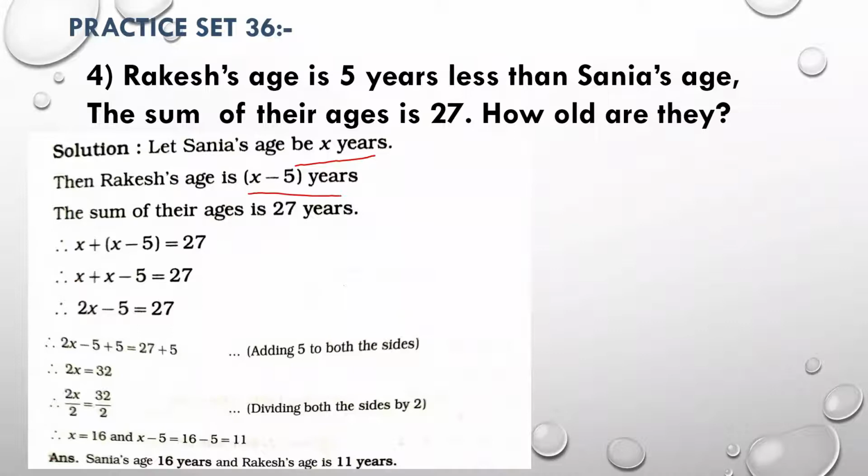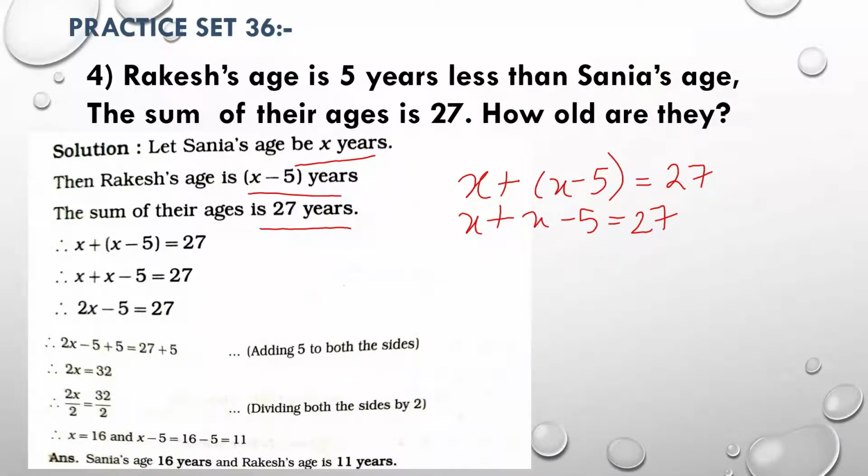Then the sum of their ages is 27 years. So now we have to form the equation. So here Sania's age we took x. Plus, sum we have to do. So plus Rakesh's age we took x minus 5. He's smaller than Sania, so x minus 5. And the sum of their ages is 27. So is equal to 27. Now we have to solve the equation. Now first open the bracket. x plus x minus 5 is equal to 27. Now here x plus x is what? 2x minus 5 is equal to 27.